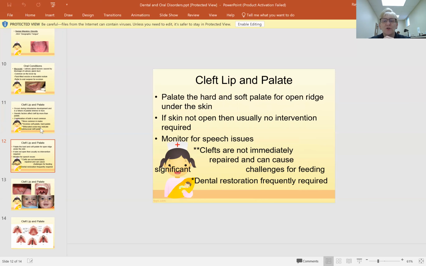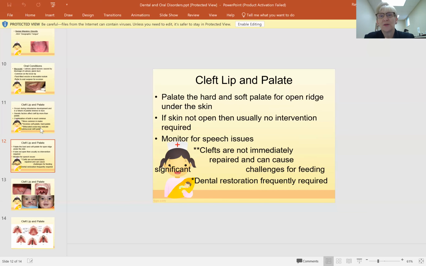Yeah, no interventions usually required. Monitor for speech. Clefts are not immediately repaired. That's the interesting part. If they're born with a cleft lip and cleft palate, feeding becomes a challenge. And so they have special nipples and special things that they use for feeding to bypass that opening, so they're not choking.